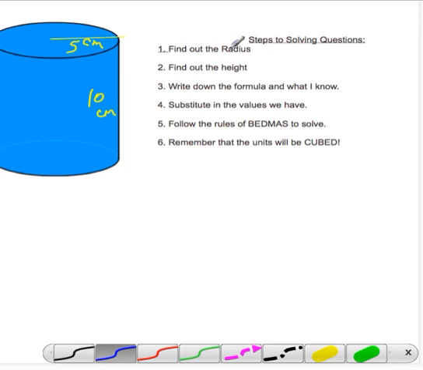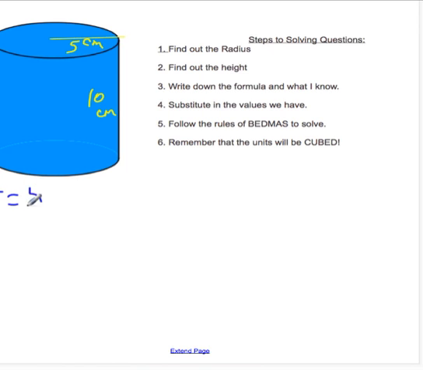So the first thing we have to do is find out the radius. Now in this example, I've got the radius down for 5 centimeters. If this was a diameter, I would have to divide it by 2 to find the radius. But in this case, I've got a radius of, sorry, 5 centimeters, and I'll write that down. And it says to find out the height, so my height right here is listed as 10 centimeters. And remember, the height is the distance between the circles on a cylinder. So whether it was sideways or standing up like it is right now, the height is the distance between one circular face and the other circular face.